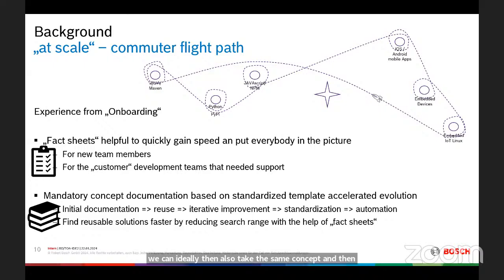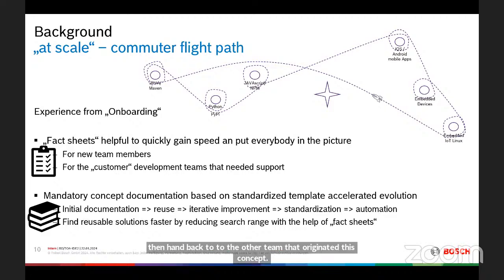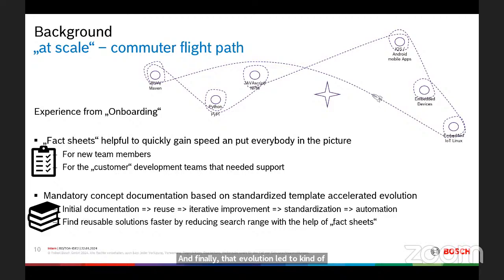And that ended up in iterative improvement, right? So that the next team said, okay, if we reuse, then we can also improve it. And these improvements we could then hand back to the team that originated this concept. And finally, that evolution led to a kind of standardization. And based on that standardization, we can finally also automate all this stuff.